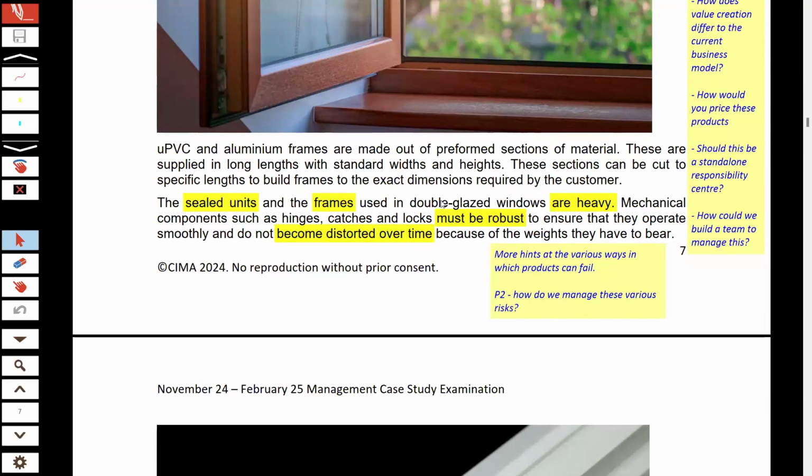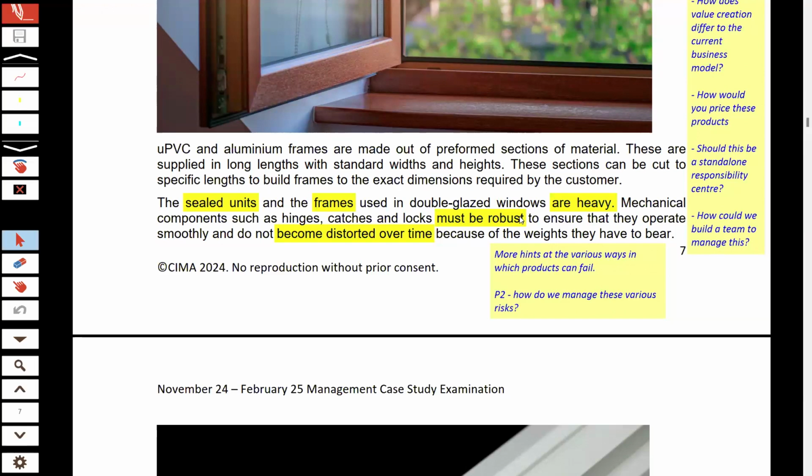Points out right at the bottom of this page that the sealed units that are used in the double glazed windows and the frames are very heavy. And hinges that are used in these windows to enable them to be opened and used on doors, obviously, to enable them to be opened, have got to be robust. Again, this is something that is the concern of Shinyglas because they are putting together the window or door. So where do they get all of those raw materials? The hinges, the catches, the components that they need to put together the windows, and how do they quality check them to ensure that they are strong enough to withstand the weight of the sealed unit itself and also the weight of the frame.